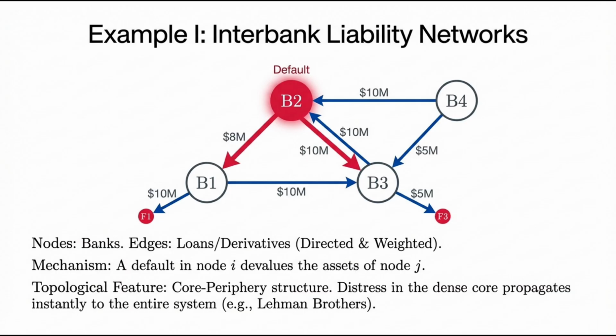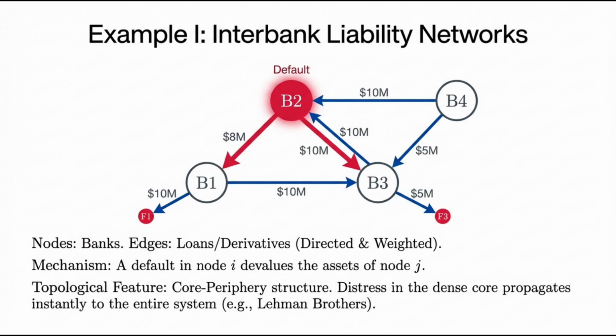Now we move to our first concrete example, interbank liability networks. On this slide, the nodes are banks, and the arrows between them represent loans or derivative exposures. Notice that these edges are both directed and weighted. Directed means the obligation flows in a specific direction, and weighted means the link has a magnitude, such as $5 million or $10 million. The diagram highlights bank B2 in red to show a default event.